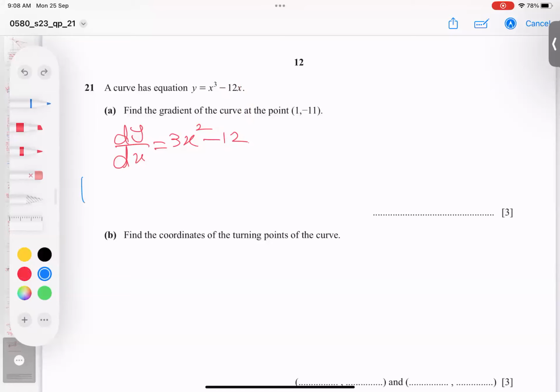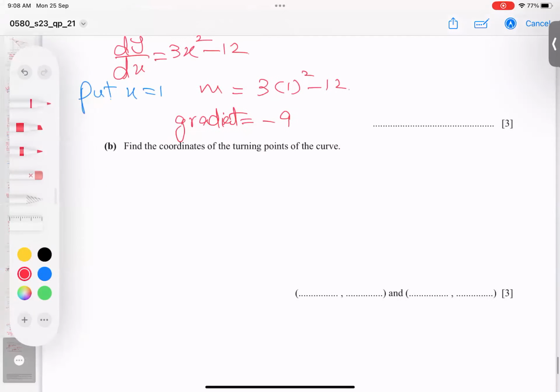And now I'm putting the x value. What is the x value? 1 only. No concern of y. So when I put 1, I get the gradient of the tangent. This is by default the gradient only. So 3 times 1 squared minus 12, and I'm getting negative 9 gradient. So this is over.